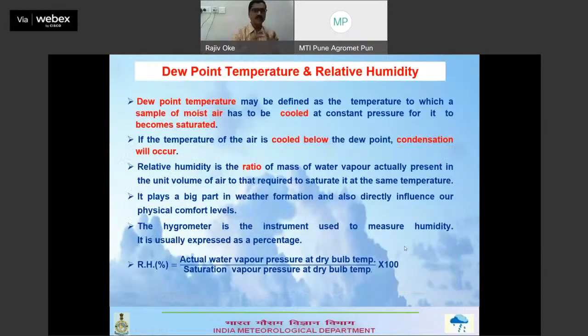So what is the dew point temperature actually? The dew point temperature may be defined as the temperature to which a sample of moist air has to be cooled at constant pressure to become saturated. If the temperature of the air is cooled below the dew point, condensation will occur. Relative humidity is the ratio of mass of water vapor actually present in a unit volume of air to that required to saturate at the same temperature. So RH is expressed in percentage, and the instrument to measure the humidity is the hygrometer.